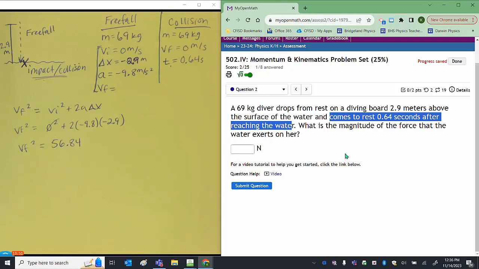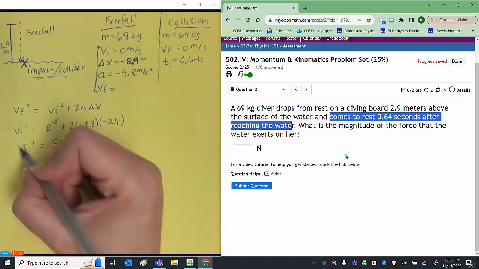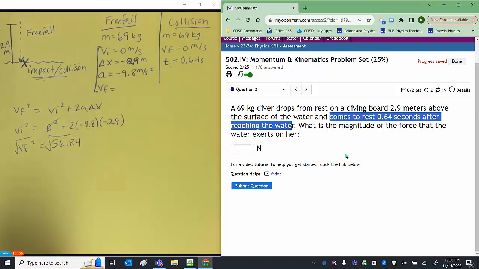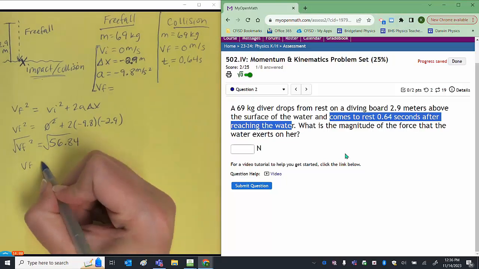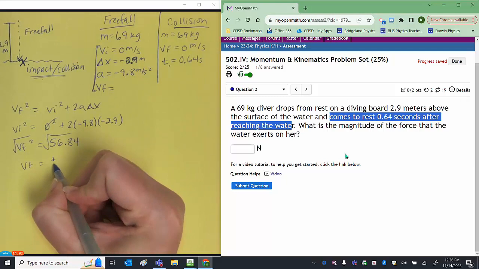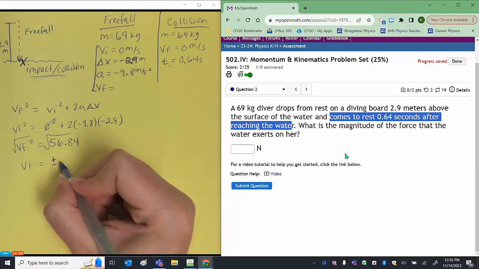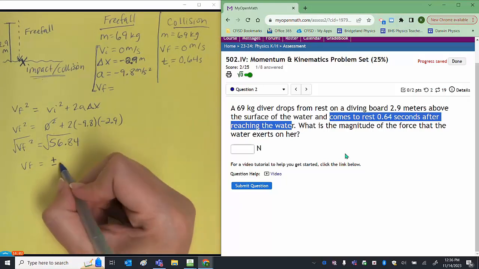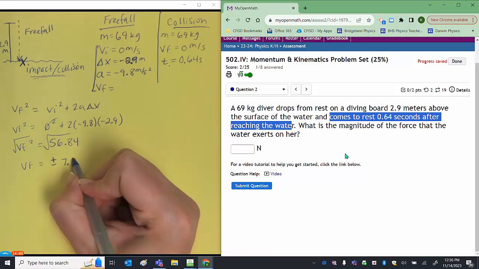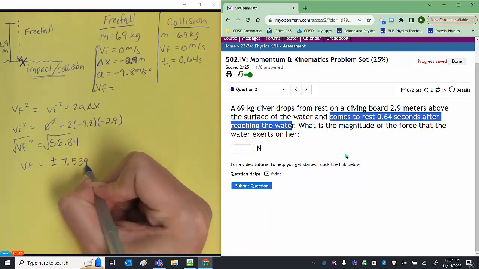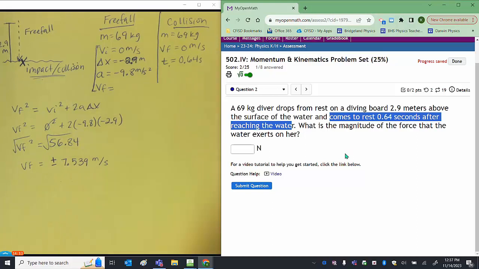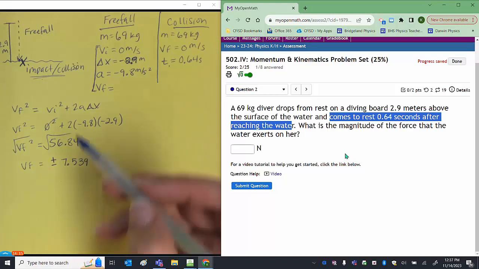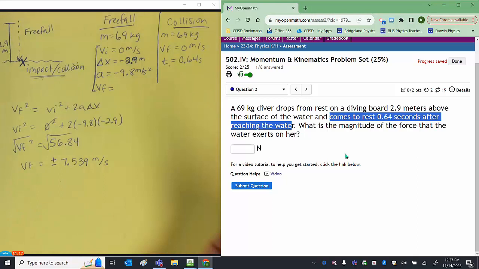56.84. Again, that's not my final velocity. I need to take the square root to get VF. And the square root of 56.84 gives me a final velocity of plus or minus 7.539 meters per second. Don't forget, when you take the square root of a number, your answer is technically plus or minus. That would be the final velocity at the end of that fall, just before she hits the water. Now, it can't be plus or minus, it's one or the other.